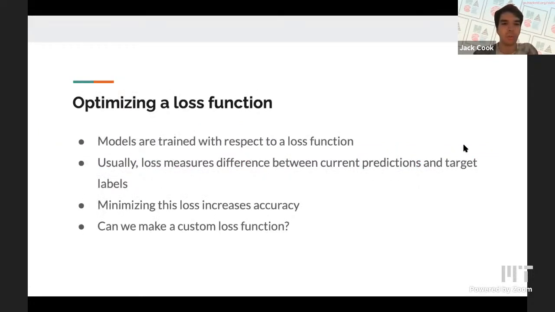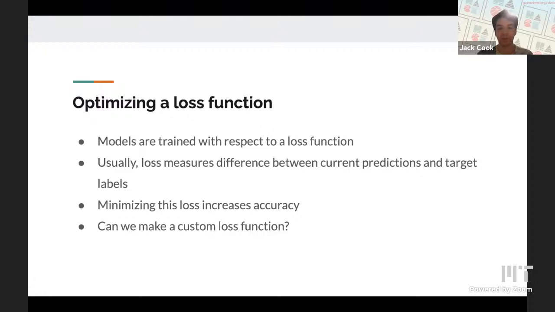Let's think about how machine learning models are usually trained. Usually, actually always, you're going to train them with respect to some loss function. The most common loss function for most models is this thing called cross entropy loss. And all that it does is it measures the difference between the predictions that the model is currently making and the target labels. And intuitively, this makes sense because usually you start off with a machine learning model where the weights are randomly initialized according to some distribution. And so the model starts off making pretty random predictions, and you can run inputs through the model and it'll output completely random outputs.